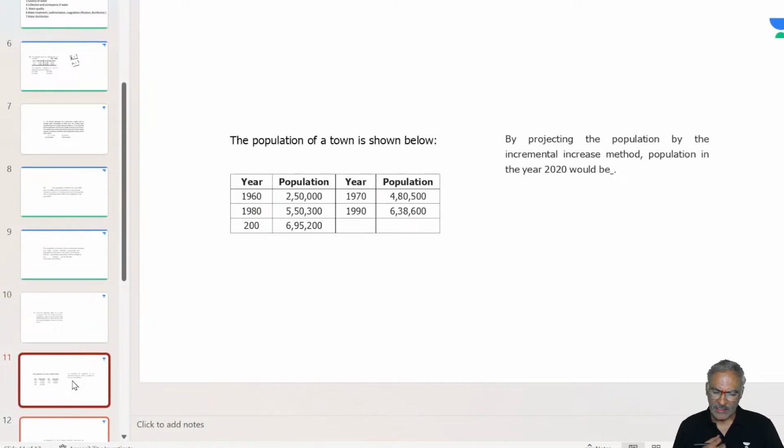Take this question. The population of a town is shown below: 1960, 1970, 1980, 1990, 2000. Always we need to arrange population data in chronological order, from the past to the latest. You need to post the data in the table: 60, 70, 80, 90, 2000. Projecting the population by the incremental increase method, the population in the year 2020 would be? Come on, try all of you.